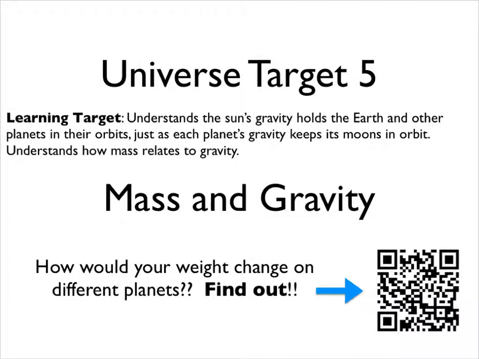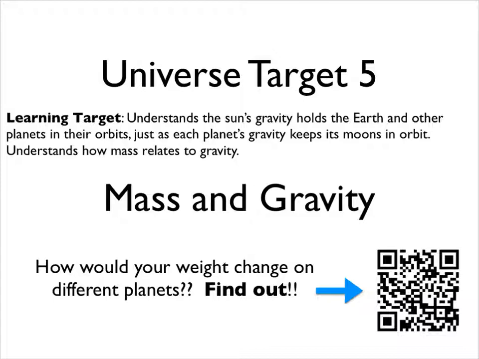Today we are working on Universe Target 5. Our learning target today is understands the sun's gravity holds the Earth and other planets in their orbits, just as each planet's gravity keeps its moon in orbit, and understands how mass relates to gravity.